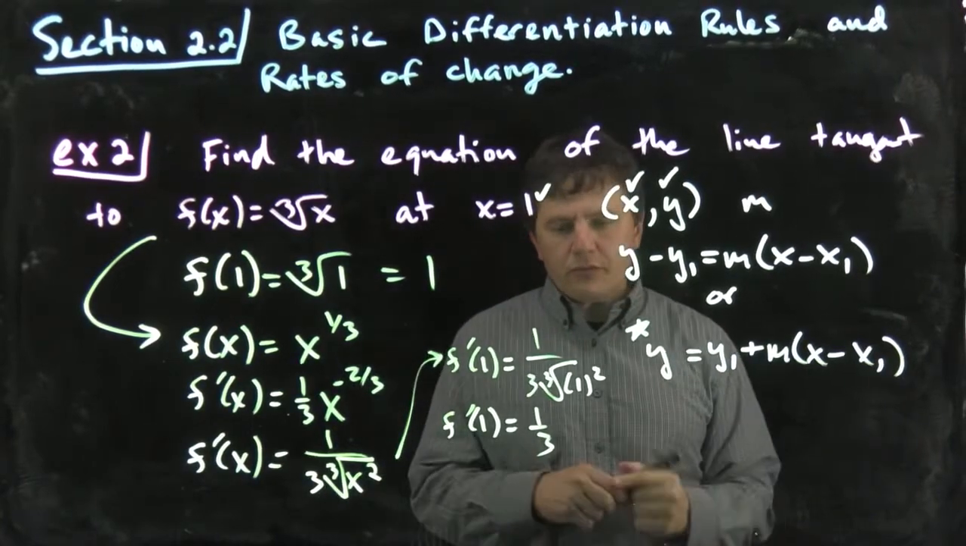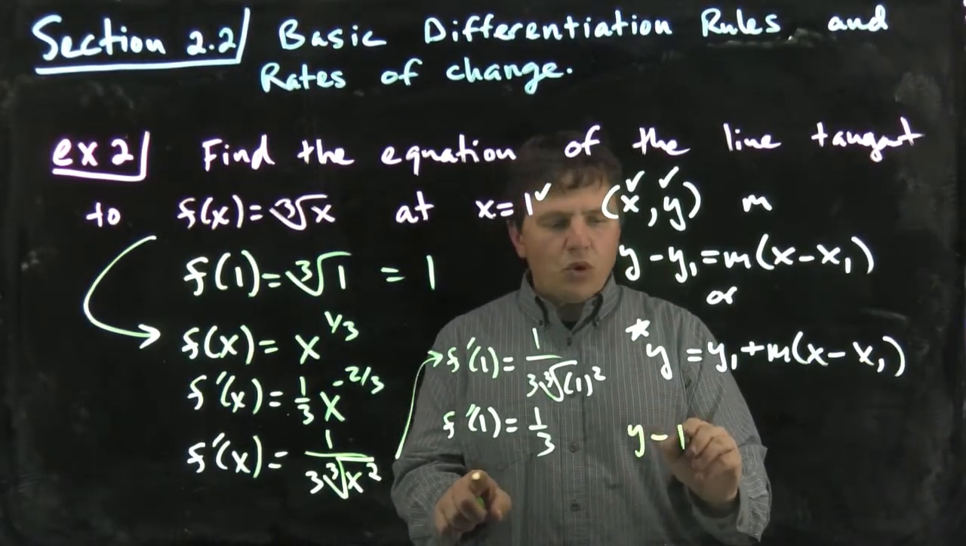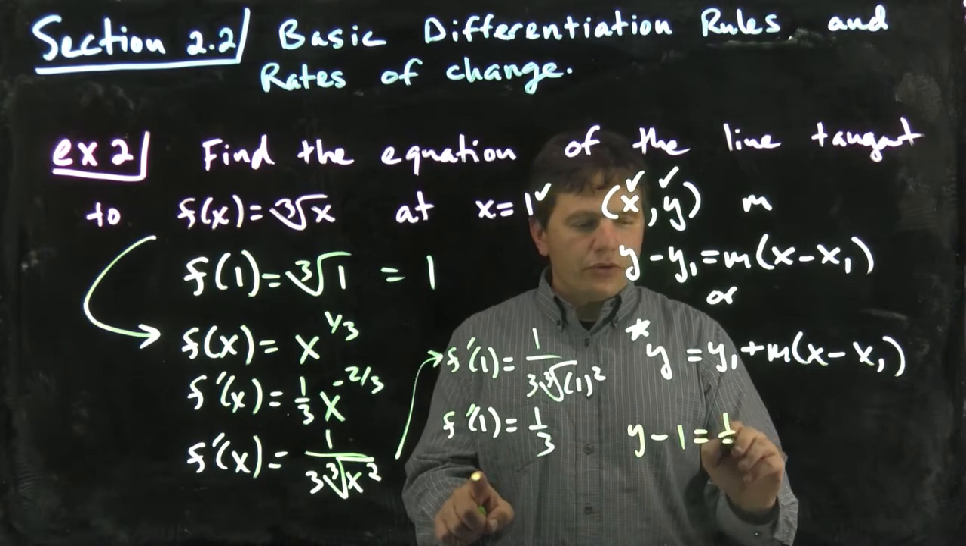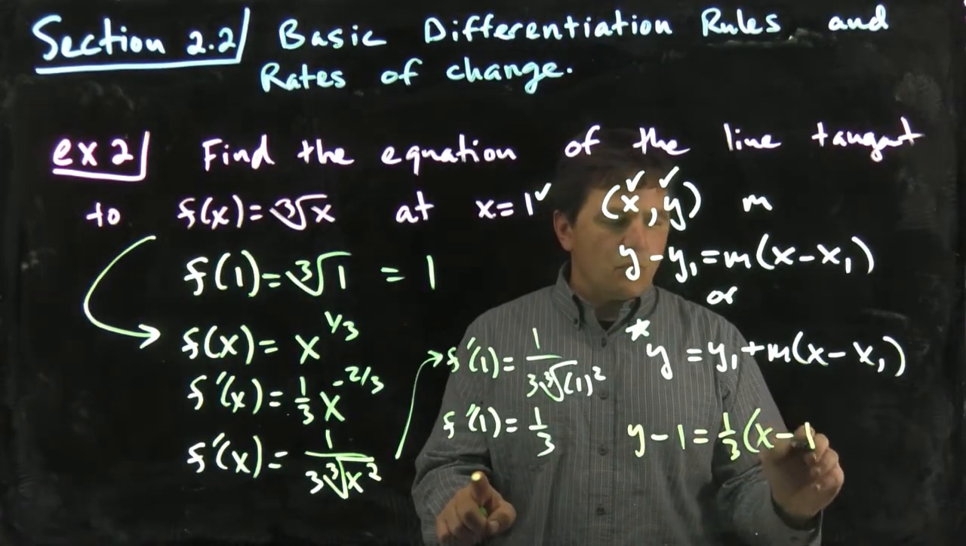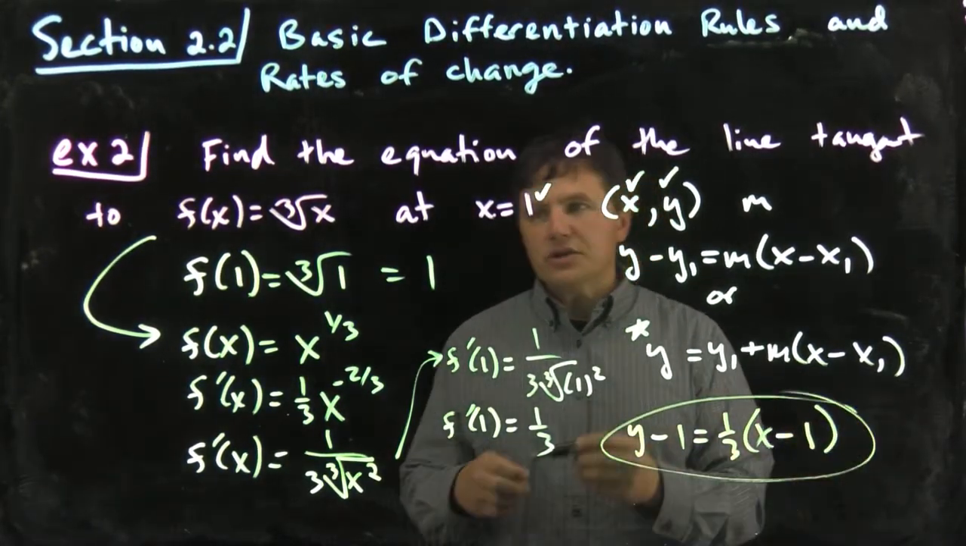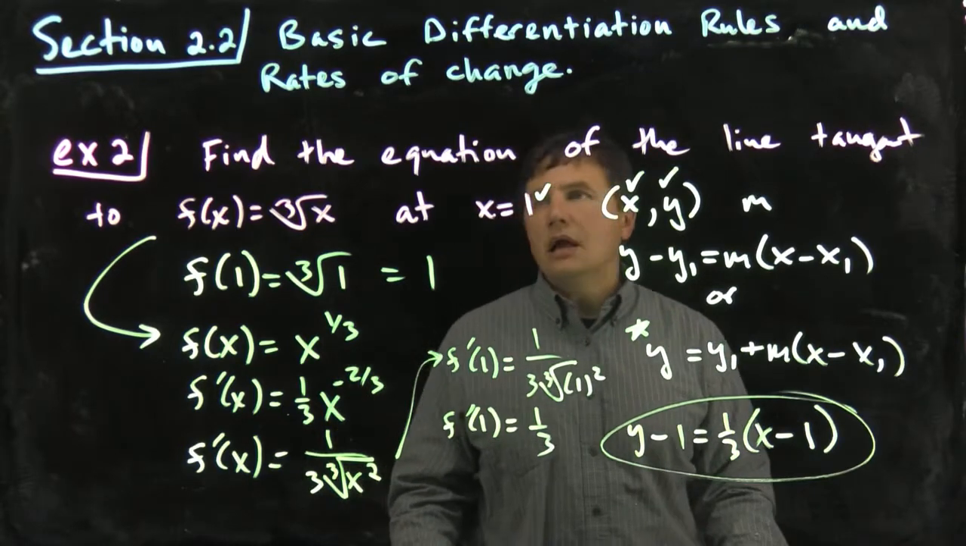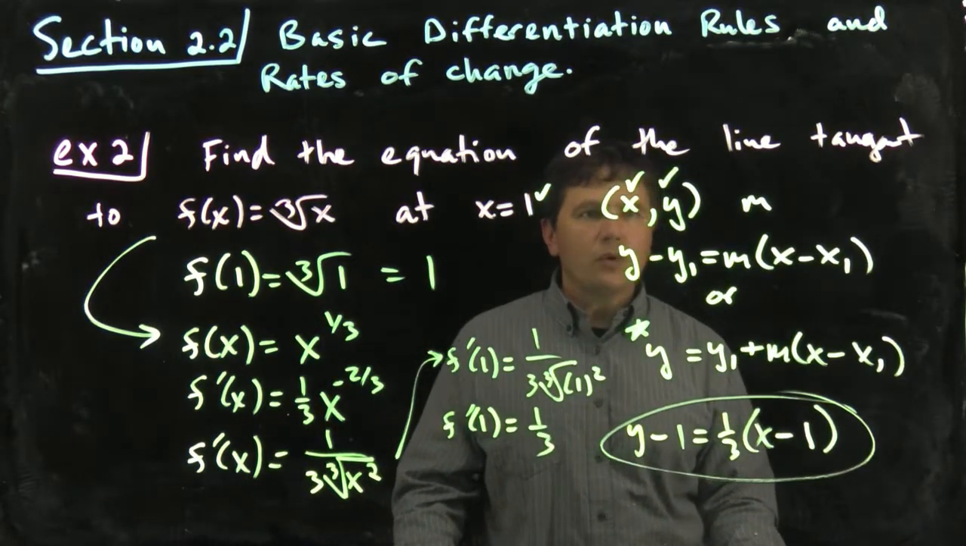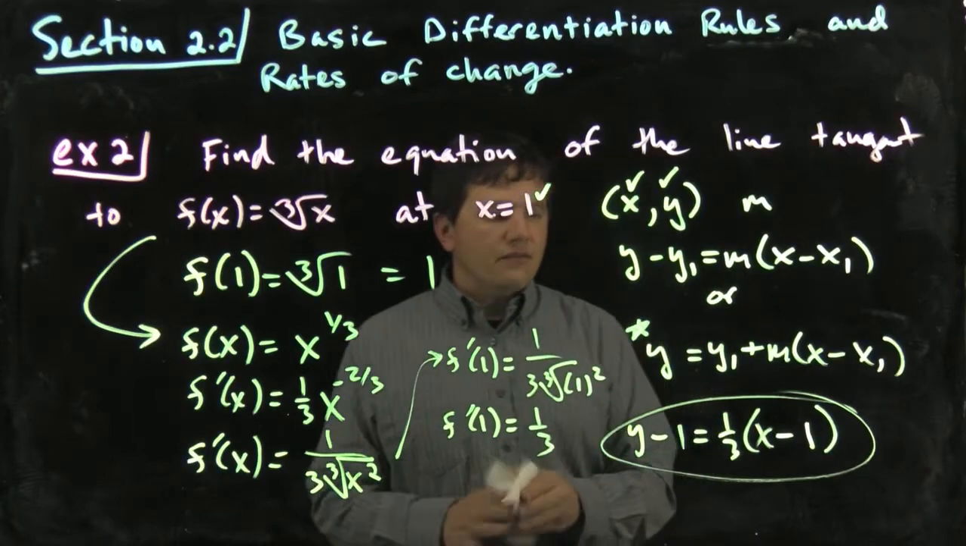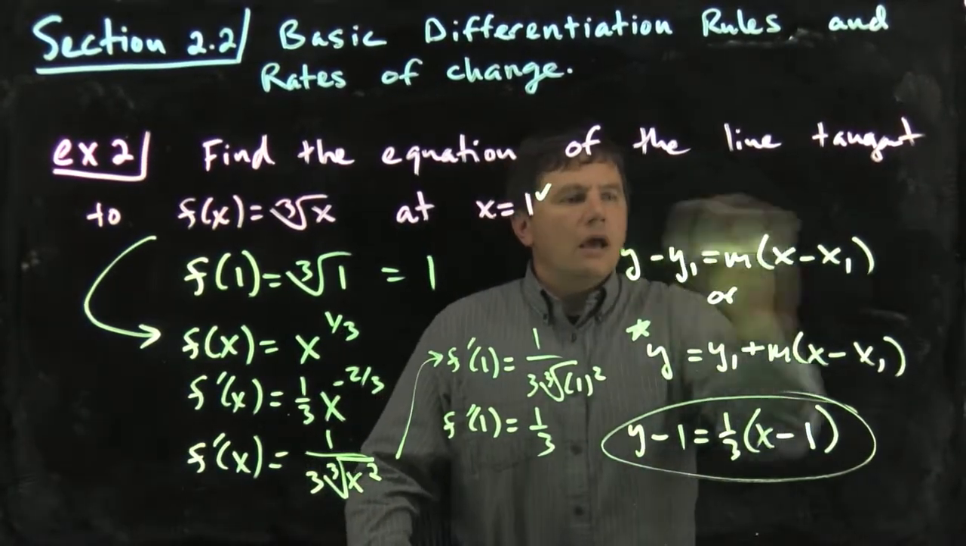Like I said, I don't care what form you use. y minus 1 equals 1/3 x minus 1. And that's our equation of our tangent line. Okay. Now, let's go ahead and give that a sketch.